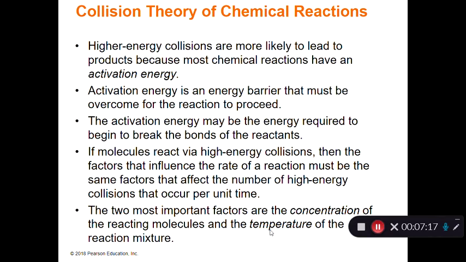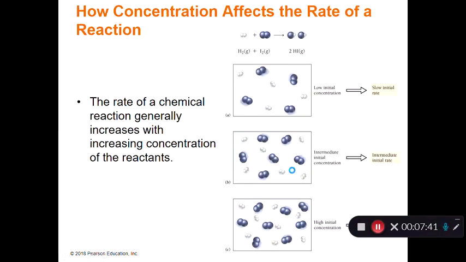More collisions means we are going to have products in a short period of time, or we have a fast rate of reaction. Another one is concentration of the reactants. If we have too much of two reactants, they are going to collide with each other because we have many molecules of each reactant. So we have more chance to see collisions between them. More collisions, again, means we are going to have products in a shorter period of time.